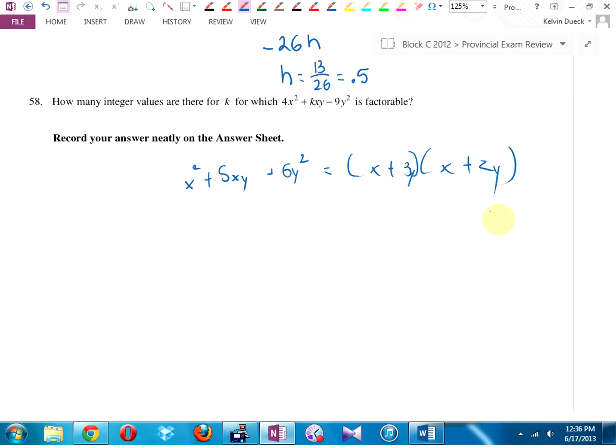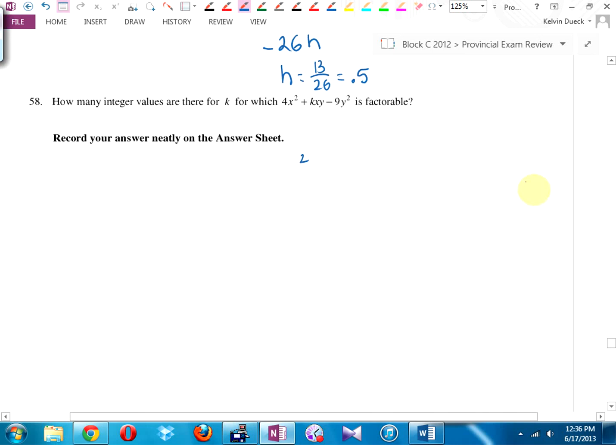They want us to figure out how many ways this one will factor. Okay? What's the first thing that I always look for? Yeah, is there a GCF? How many terms are there, Kira? Three. Okay.